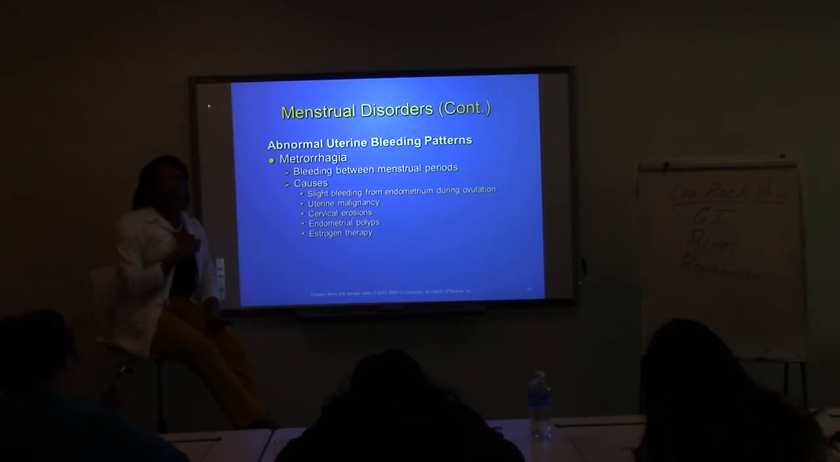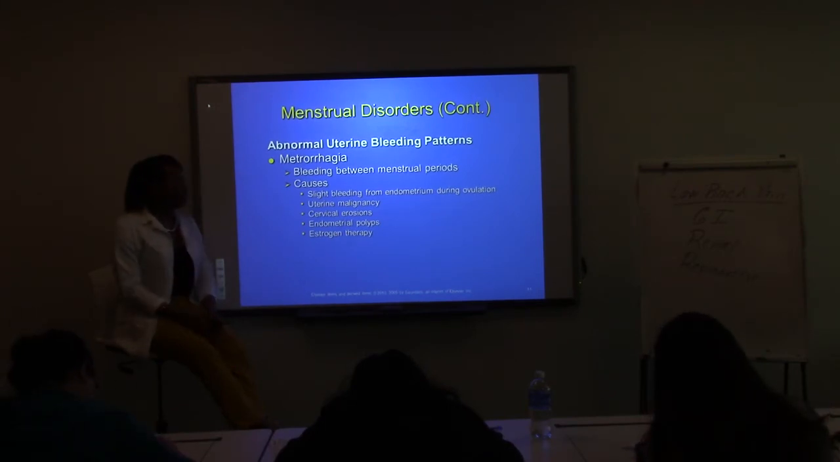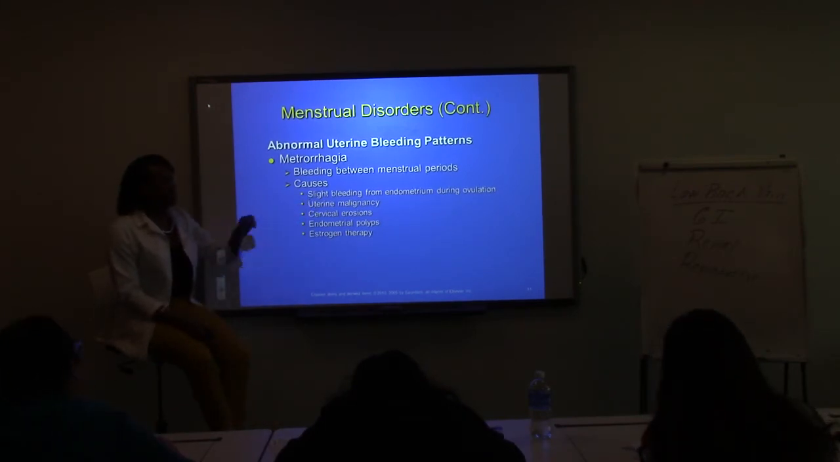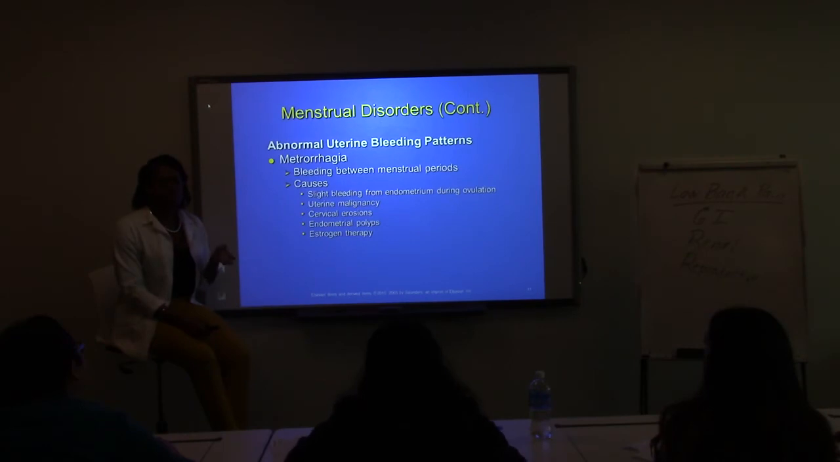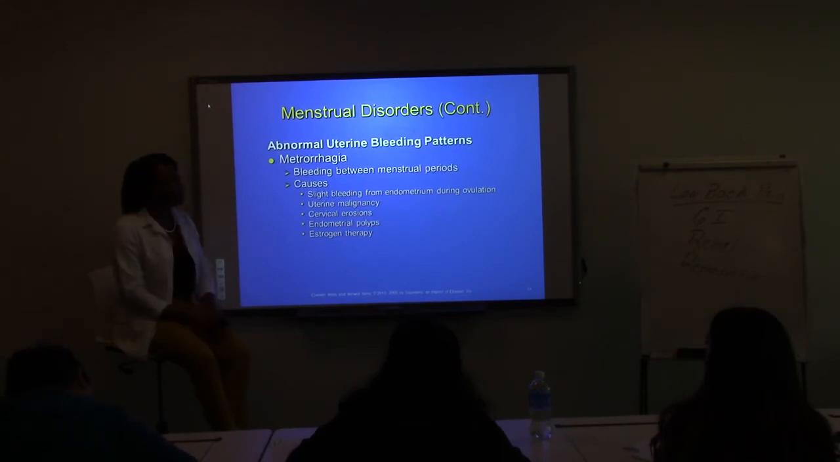Now, how can this occur? Definitely, there is slight bleeding, believe it or not, that can come from ovulation. When females ovulate, we know that there are certain secretions that can be developed. However, sometimes those secretions can also have a blood tinge to them because of the endometrial lining shedding a little bit. Not like a full cycle, but just a little bit.